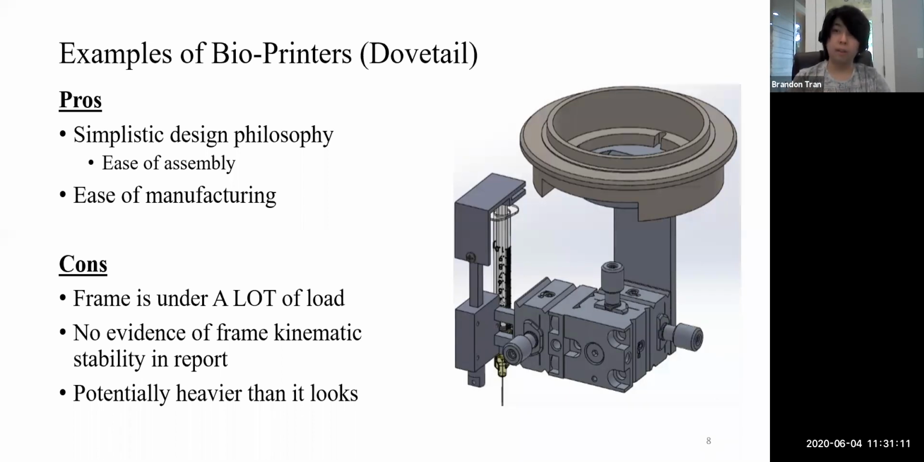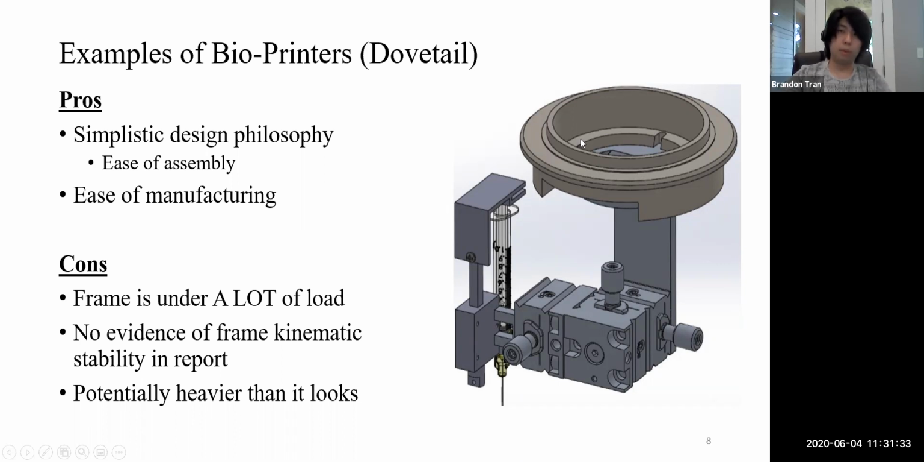Of course, you have less transition, but you have finer control. So it was a very, very unique philosophy, and it's very easy to manufacture this in comparison to everything else I'm seeing. Unfortunately, that frame right there, which is basically the rectangular frame right here, is under a lot of load because of this.